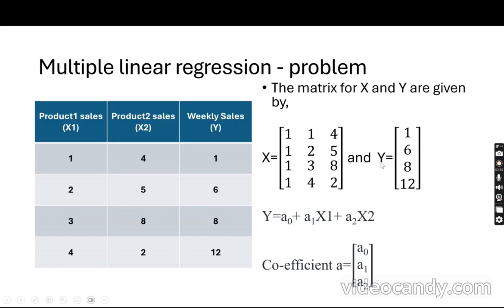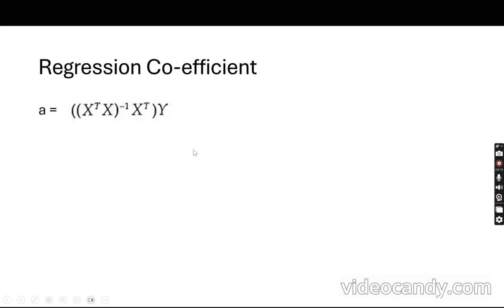These are the values for the matrices x and y, and the line of regression is given by y = a0 + a1 x1 + a2 x2. We have to find the coefficients a0, a1, a2 to form the line of regression. The coefficients can be found using the formula A = (x transpose x) whole inverse times x transpose y.